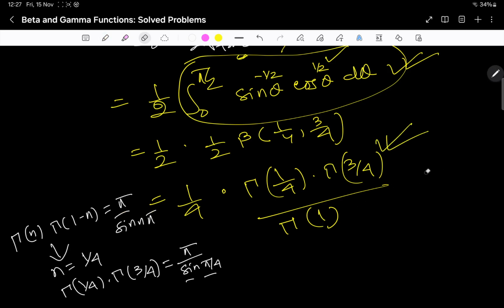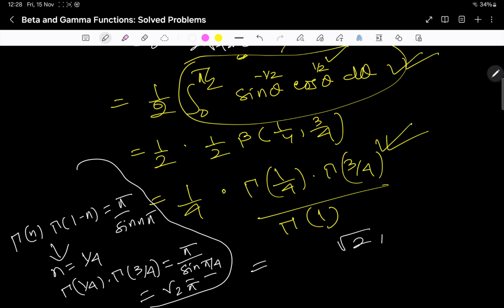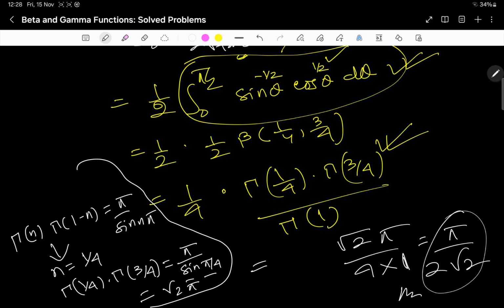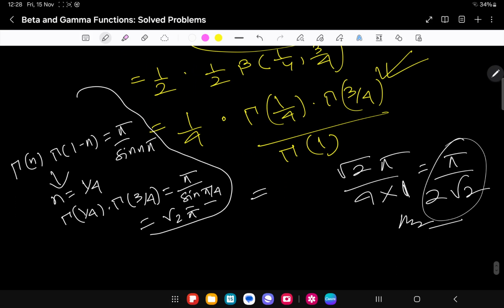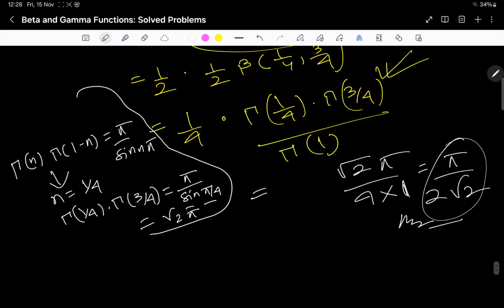Now let me remind you, this is already known, I have already told you. So sin pi by 4 is 1 by root 2, so it will be root 2 pi. So this integral will be root 2 pi divided by 4, gamma 1 is 1. So this is equal to pi by 2 root 2. Okay, so this is your answer. By using this gamma function, these are quite easy to solve.